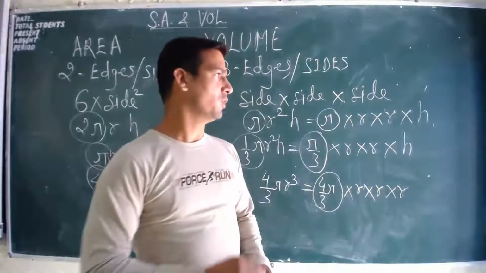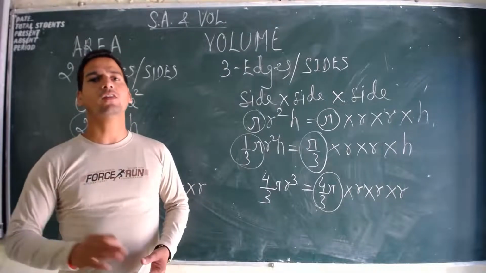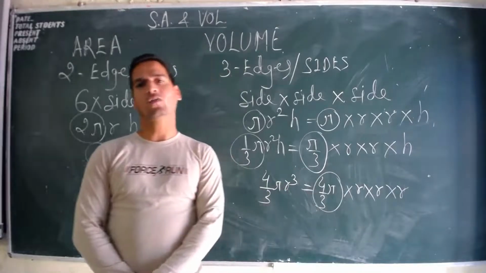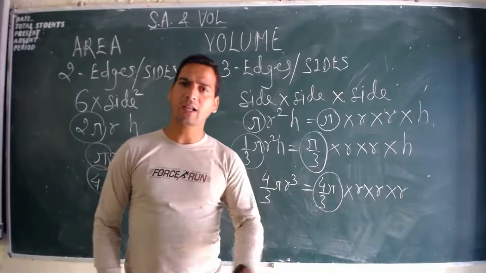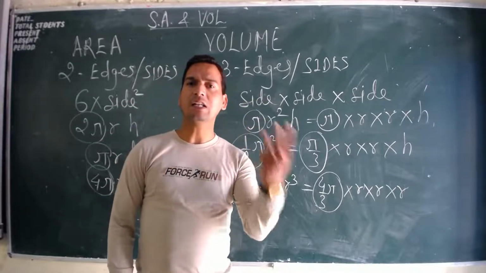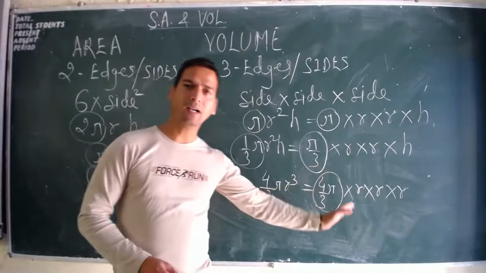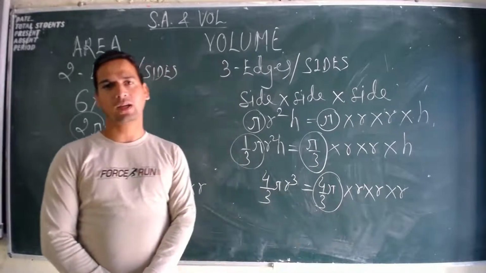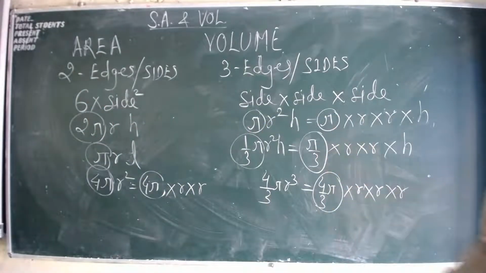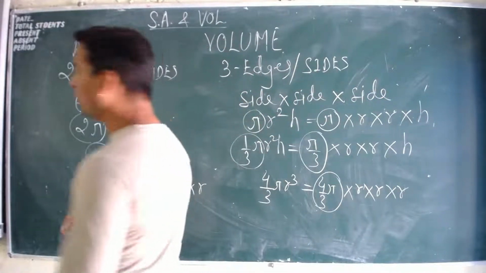Clear? After this, I was sure that no one will make mistake in the formula of area and volume, because for area you need only two edges, and for volume you need three edges. So don't be confused with the formulas of area and volume. Now I hope you can easily differentiate between formula of area and formula of volume.